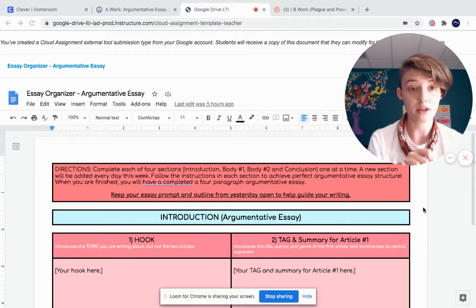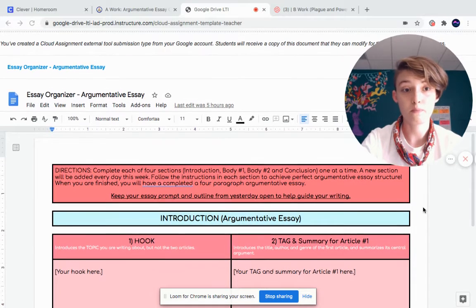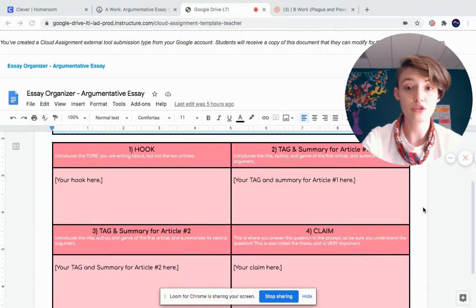Your first body paragraph, you outlined that. You said why you think that one article is more persuasive. And then the second one, you say why you think that this argument is a little bit weaker than the other argument. So today you're doing your introduction.